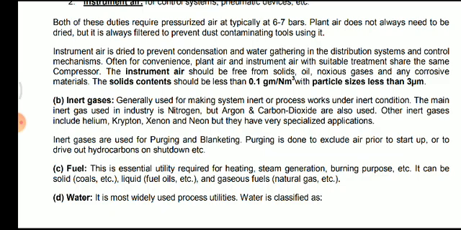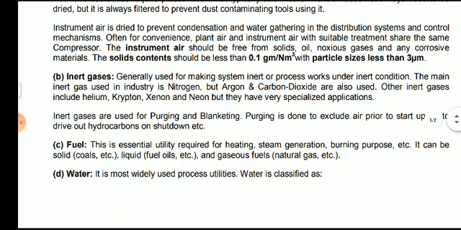Okay. Second one is inert gas, generally used for making systems inert for process work under inert conditions. The main inert gases used in the industry are nitrogen, argon, and carbon dioxide.